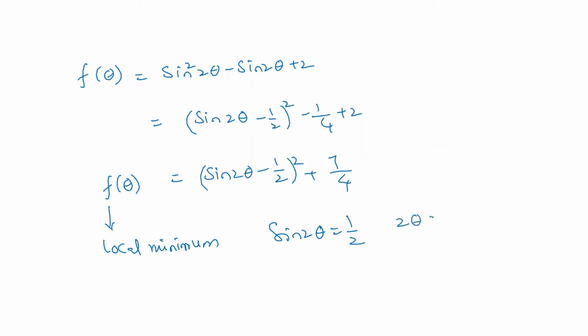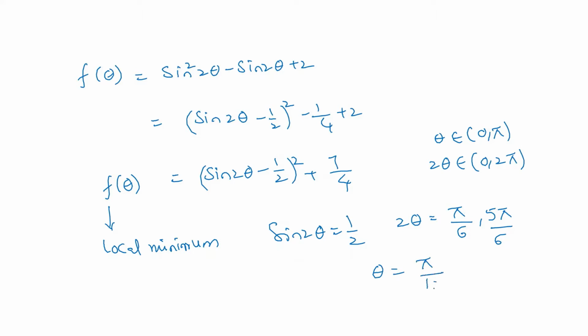So that means the values of 2 theta are going to come as pi by 6 and 5 pi by 6. How can we take only these two values here? In the question they have given theta belongs from 0 to pi. That is the domain of this question. So 2 theta is going to belong between 0 to 2 pi. So we are going to get two answers for 2 theta, that is pi by 6 and 5 pi by 6. That means theta is going to be equal to pi upon 12 and 5 pi upon 12.